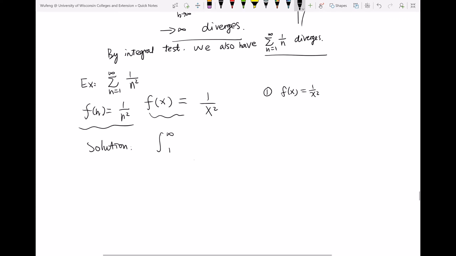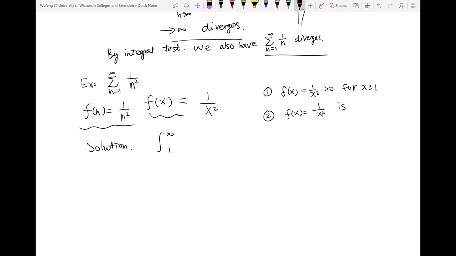So we make sure this is positive. Is it positive? For x bigger than or equal to 1, yes, it should be positive. Second one, we need to know that this is continuous. It's continuous everywhere except for 0. Yes, it's continuous everywhere except 0.